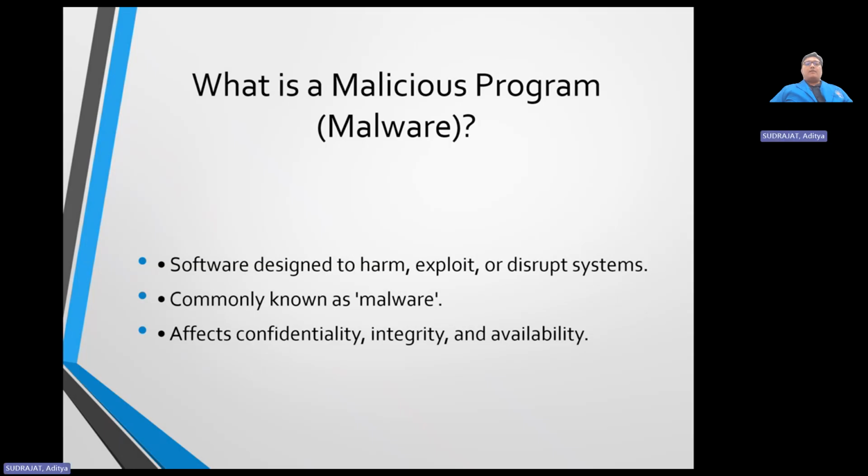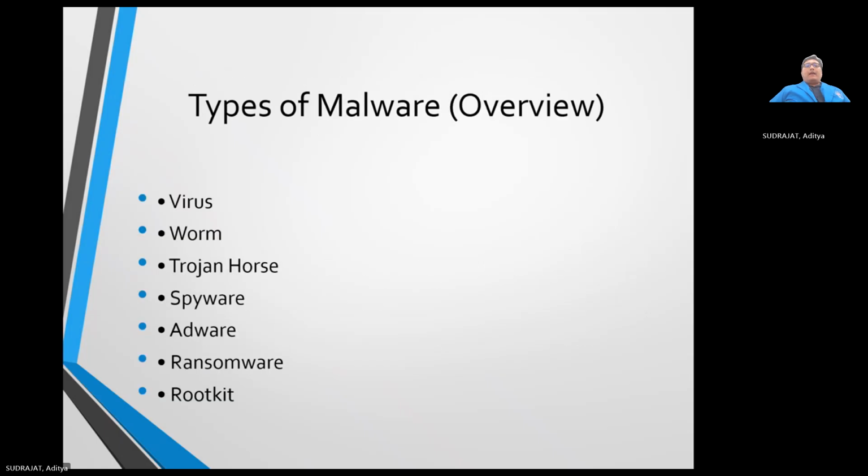It is commonly known as malware. We call it malware or any other malicious such as spyware, worm, and so on. The malicious program or malware can affect confidentiality, integrity, and availability. So the next one is the types of malware. We can see there are some types of malware: virus, worm, Trojan, spyware, adware, ransomware, and rootkit.